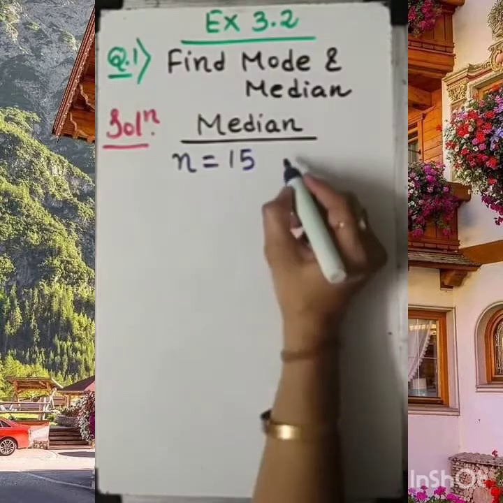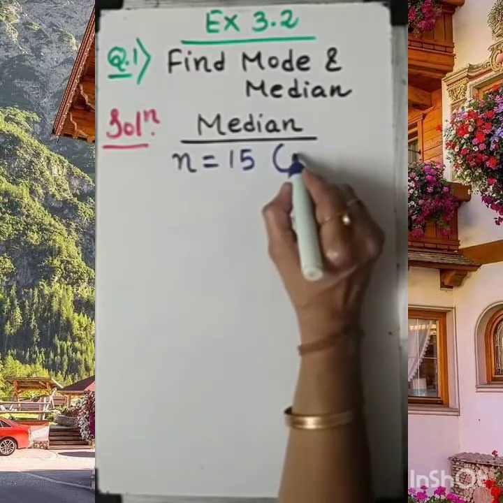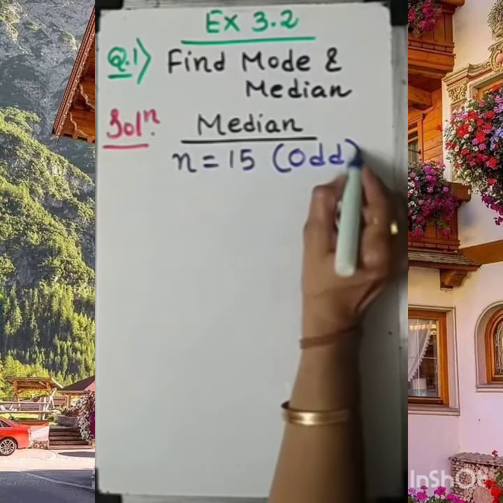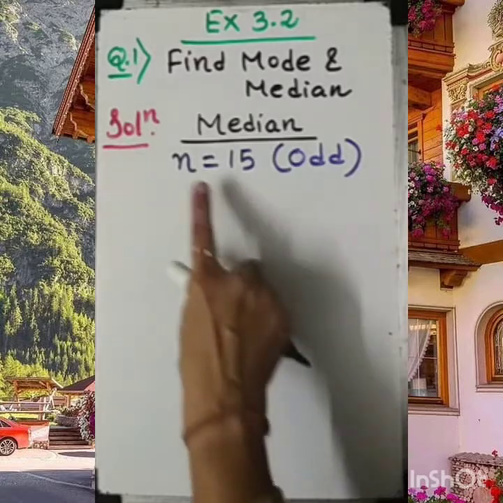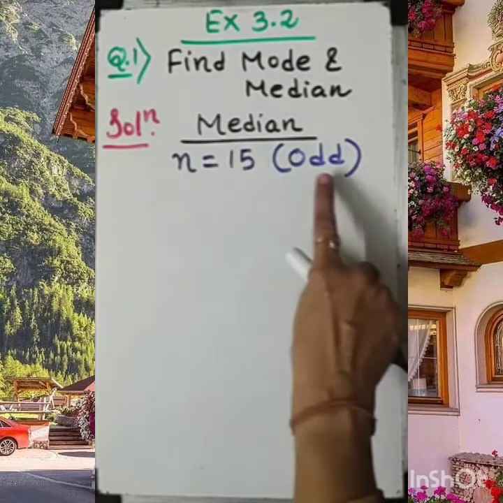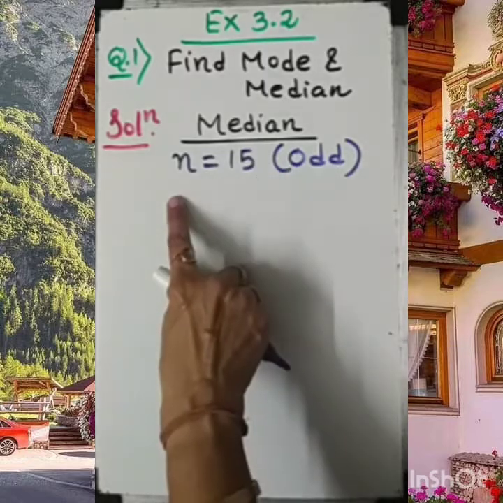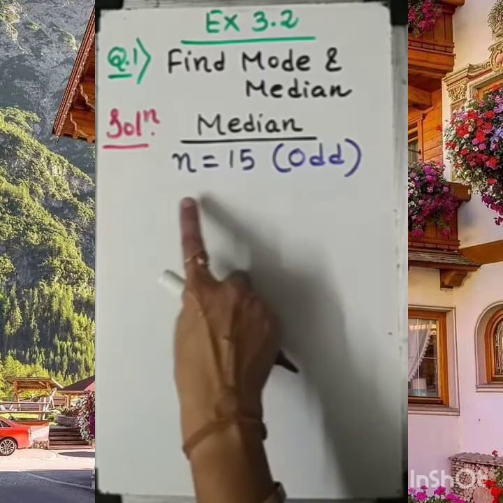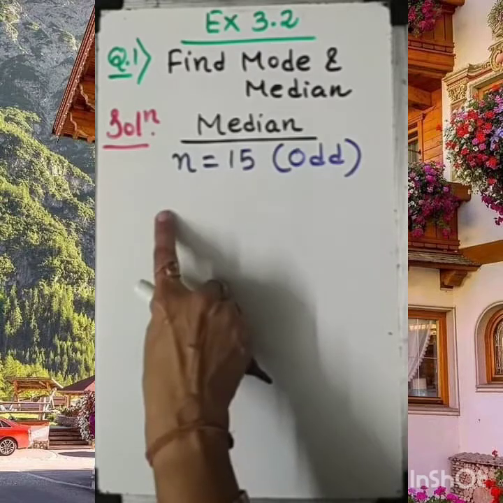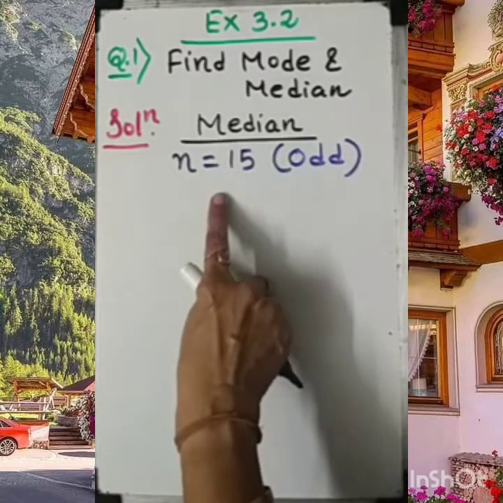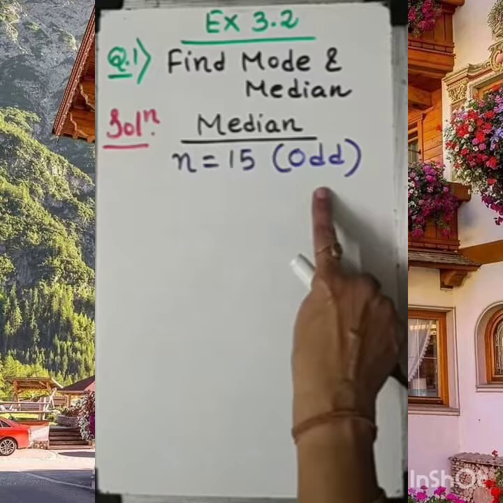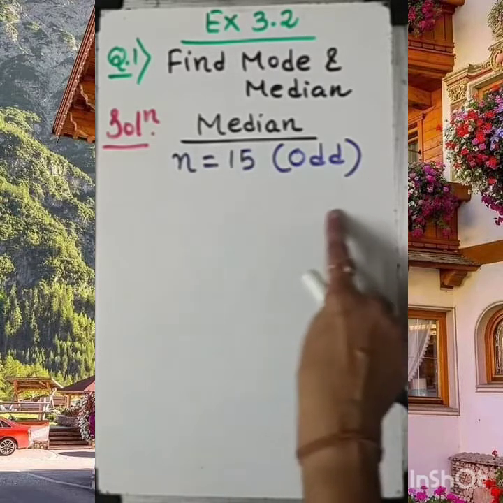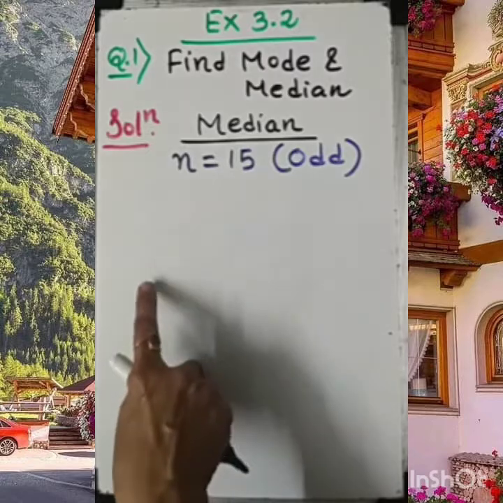Now just think in your mind, is 15 an odd or even number? Of course, it is an odd number, we know, okay? Because to find the median of any data, there are two formulas. One for the odd number and another for the even number. So in the very beginning, we need to confirm how many observations we are given. So according to this question 1, we are given 15 observations, and as we know 15 is an odd number, so we need to apply the formula to find the median for an odd number.